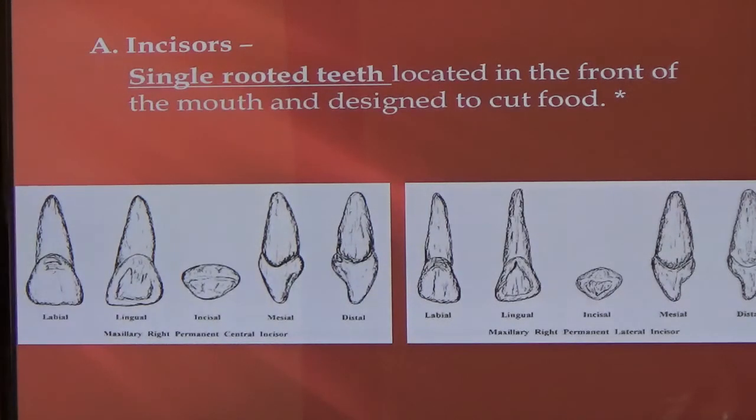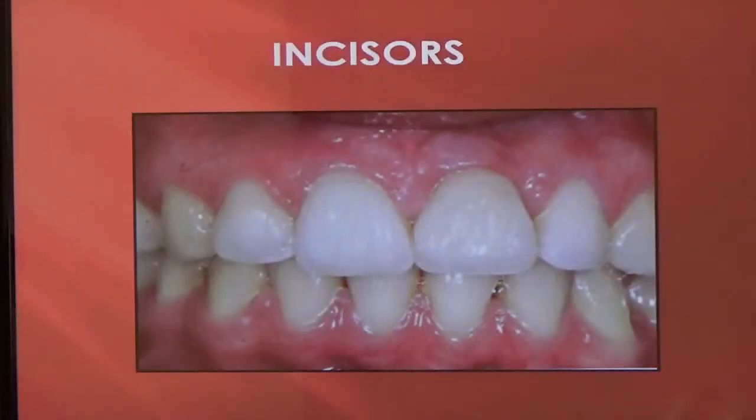And that's what the question is. Single rooted, front of the mouth. Which tooth? Incisors. There they are. Front 4. Front 4 are incisors. Then you have centrals and laterals. They have kind of the same shape, but the laterals are a little bit smaller. Lateral meaning just off to the side.